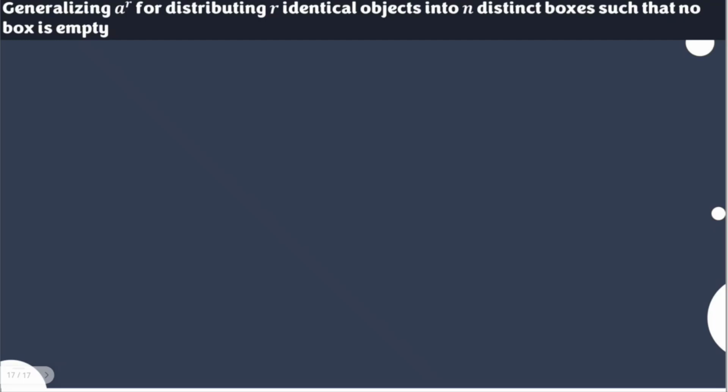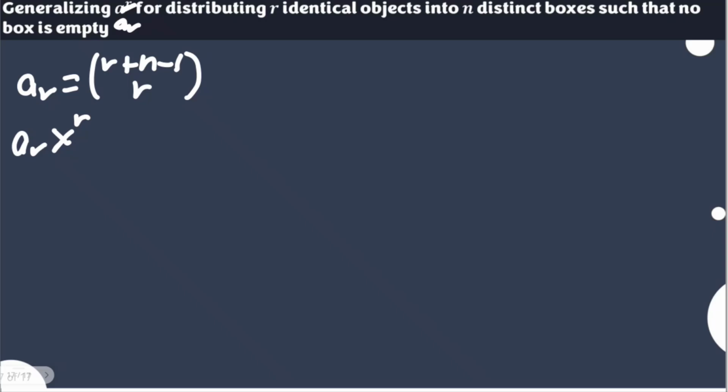In the previous video, we were able to generalize A sub r for distributing r identical objects into n distinct boxes. If you can still remember, A sub r is equal to r plus n minus 1 taken r. That's the combination for that. It stands for the coefficient of x to the power of r, which tells us the number of ways of selecting r objects. Now, we have here an additional condition that no box should be empty.